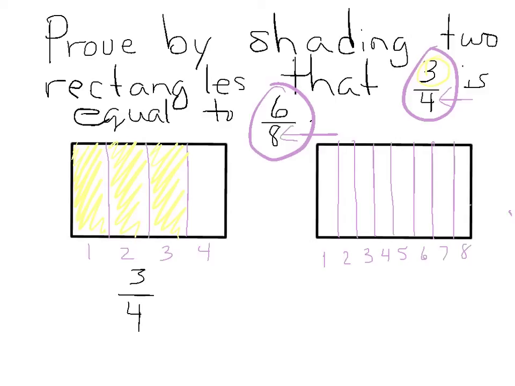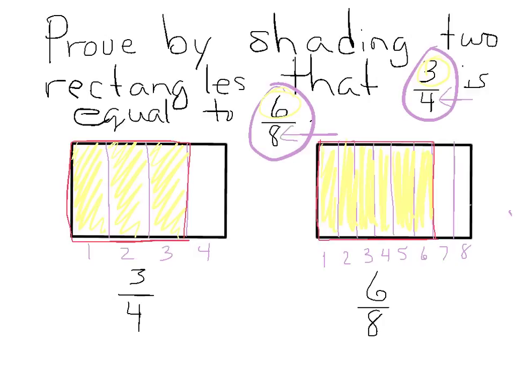Now my problem tells me that I need 6 shaded. So count with me. 1, 2, 3, 4, 5, 6. Okay. So I've shaded 6 out of 8, and I can see that those are roughly equivalent areas that I have shaded. And so I can say that 3/4 is equal to 6 eighths.